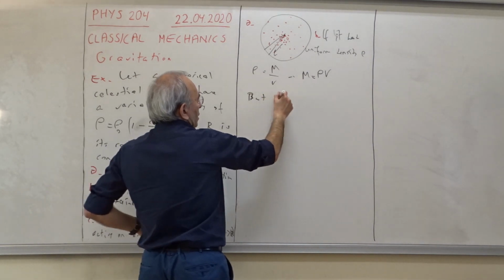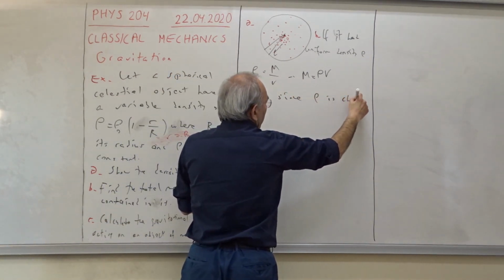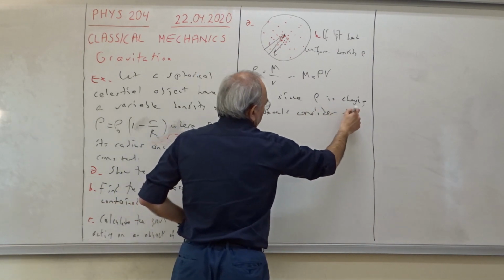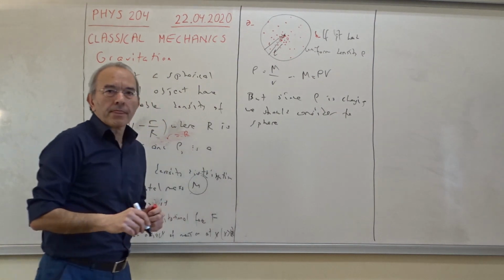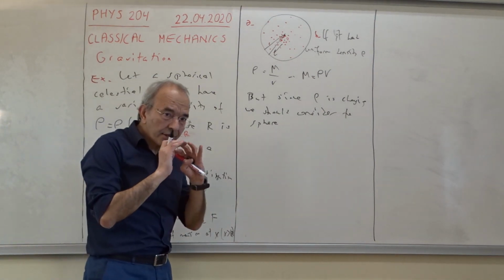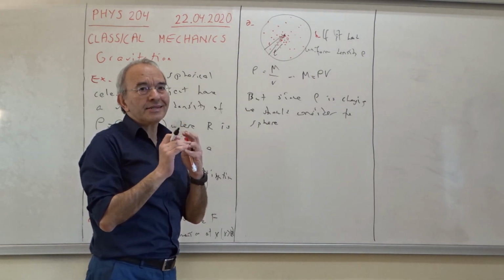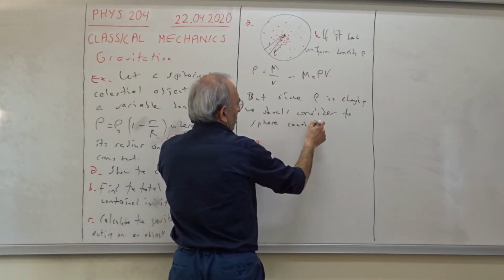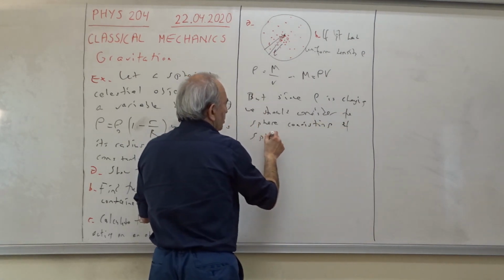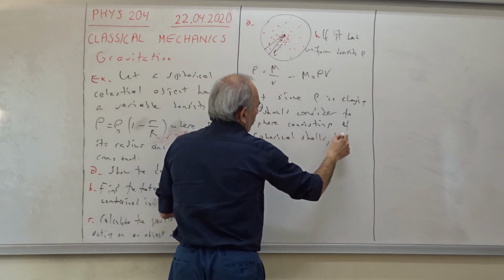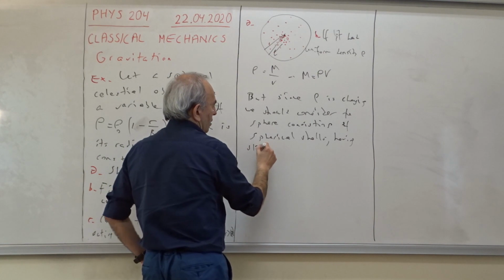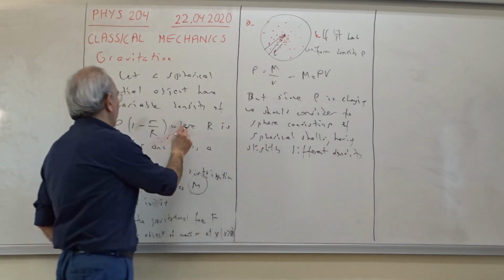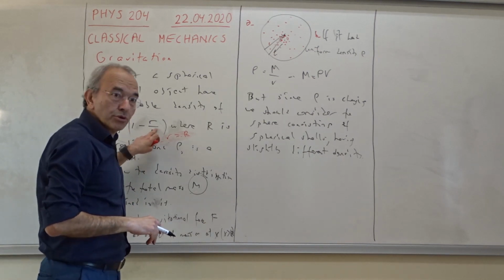Since rho is changing, we should consider the spherical object as consisting of spherical shells having slightly different density, because this is a function that depends on the position from the center.